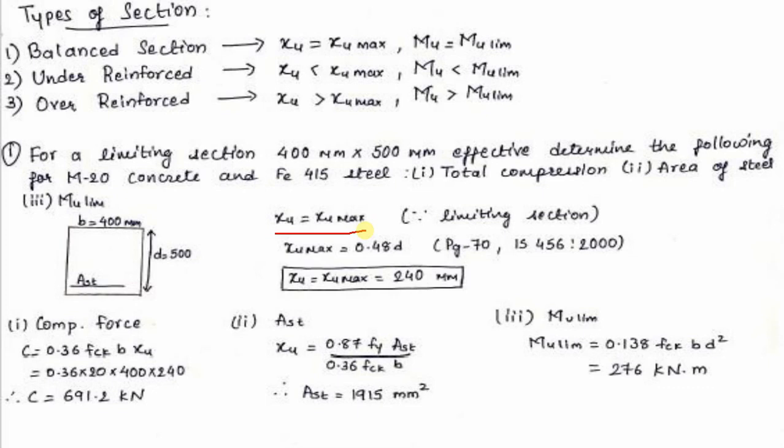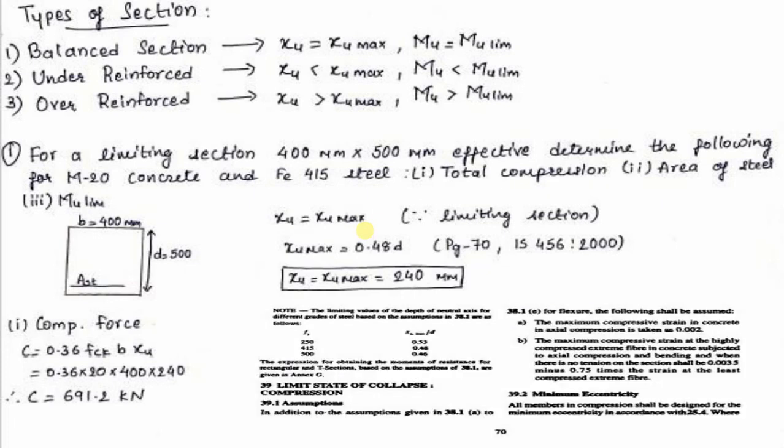Clear? So I request all to pause this video, open your IS code and move on to page number 70. There you will see this table. Two columns are mentioned. The first column is of fy and the second column is of Xu max upon d. From this table we will be finding Xu max.